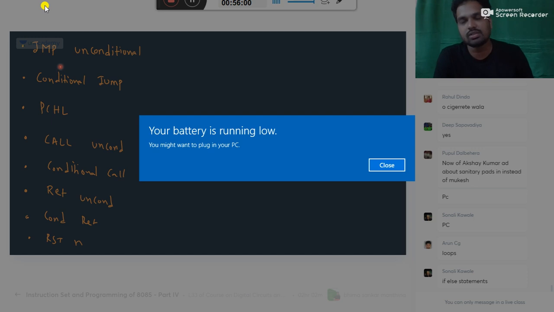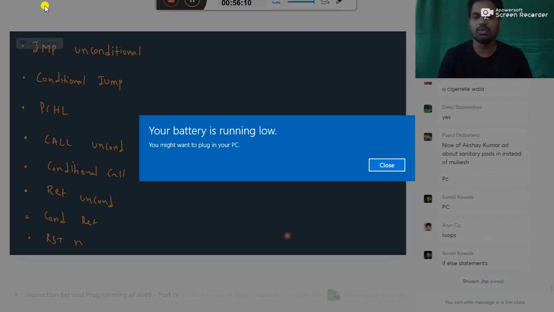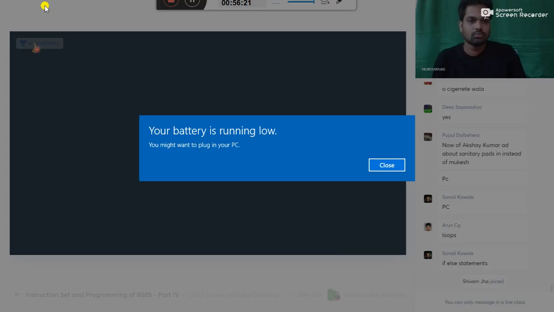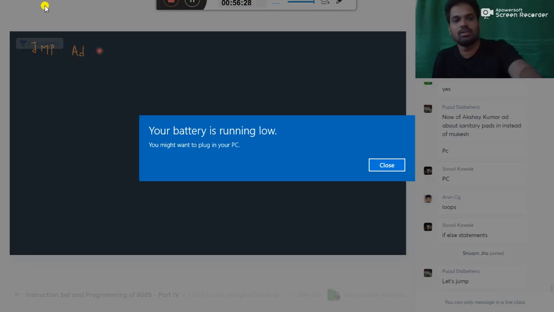This is the branch control group, the branching group of instructions. In these branch instructions, we are reading these kinds of instructions. Now let's start one by one. Start with which instruction? Let's start with the jump instruction, JMP. Yes, let's jump into jump.